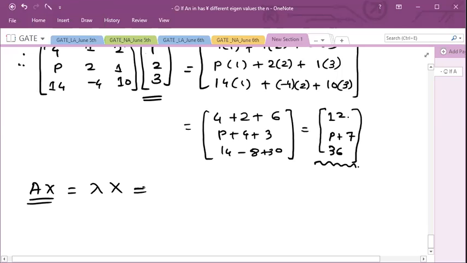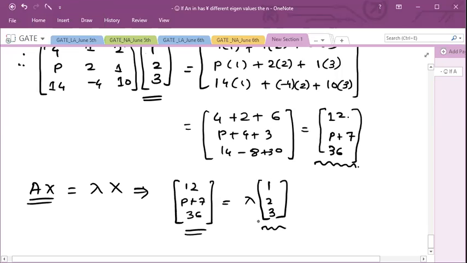A into X is 12, P plus 7, 36. This is my A into X. So it is equal to lambda into X. Suppose this is my lambda. What is my X? 1, 2, 3. This is my X. Okay. Now compare both of them.